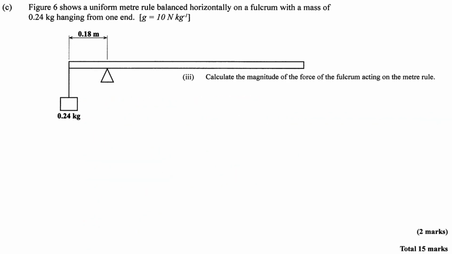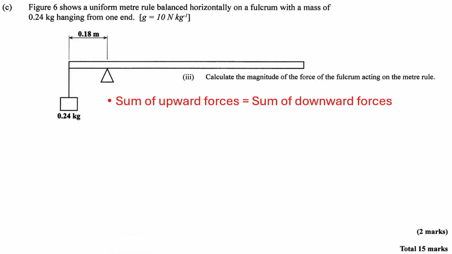And then part 3, we're to calculate the magnitude of the force of the fulcrum acting on the meter rule. So we can use another principle where we say that the sum of the upward forces is equal to the sum of the downward forces. So our upward forces will just be the normal reaction force acting at the fulcrum, and our downward forces are F1 and F2 as we had labeled them previously. So that's 1.4 newtons plus 2.4 newtons, which gives us that the force of the fulcrum acting on the meter rule is 3.8 newtons. And that's question 2.